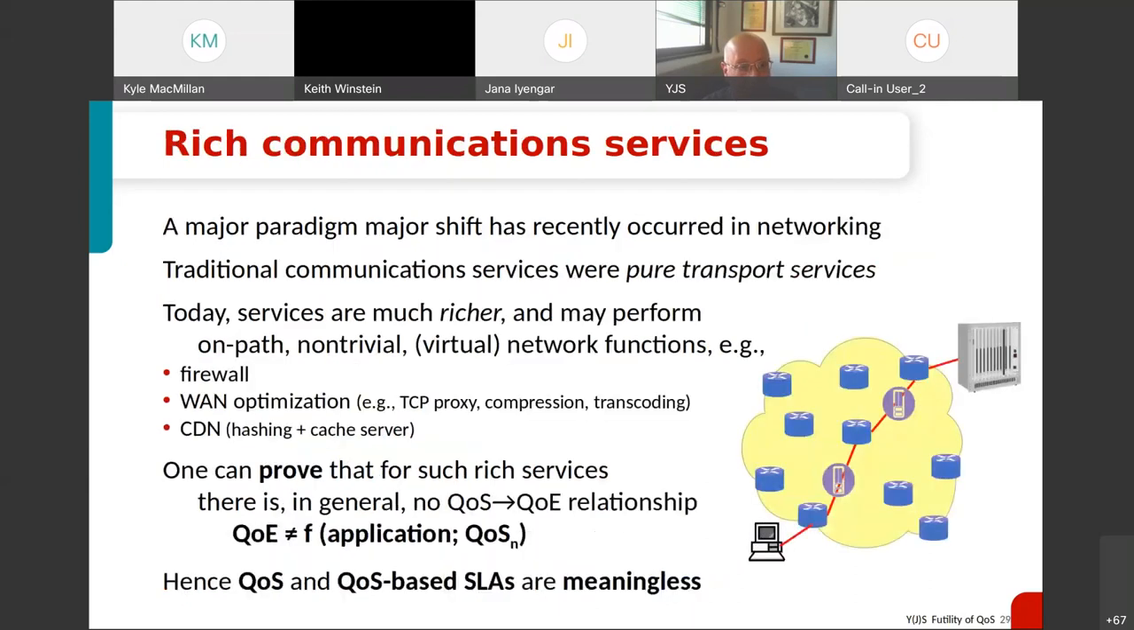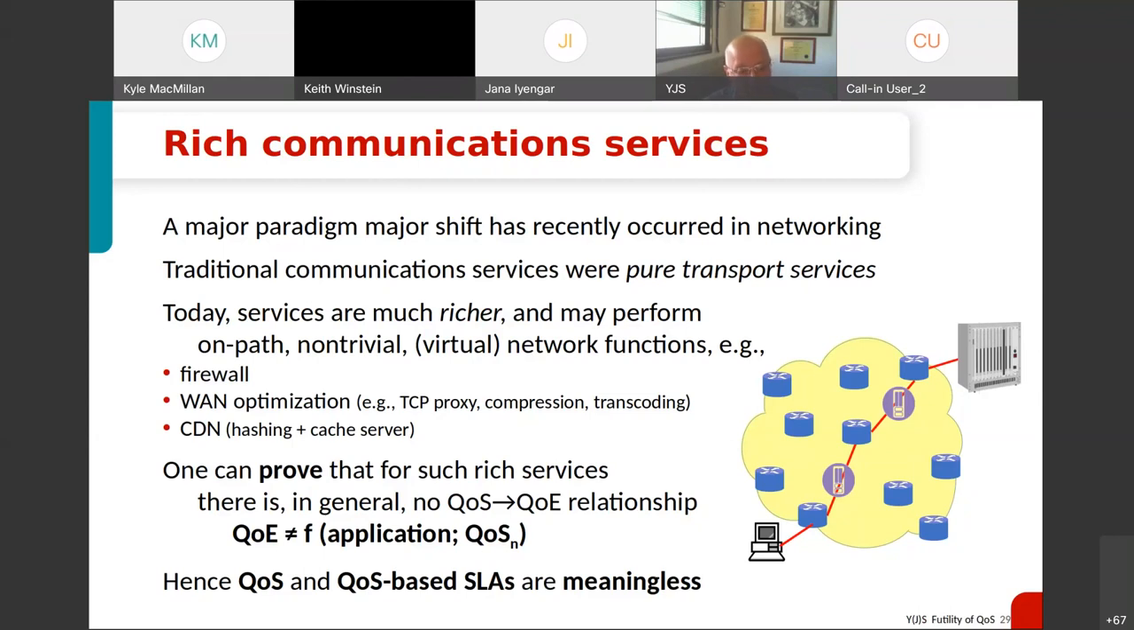Next slide, please. However, the problem is that recently the communication services that we give have fundamentally changed. Once upon a time, the services that we gave were pure transport services. Basically, we said from point A to point B, move these bits, and we have at least this data rate and no more than this delay. And that was it. But nowadays, we have mixed up communications and computation. We have a lot of non-trivial computation happening along the path of the packets that go through the network.